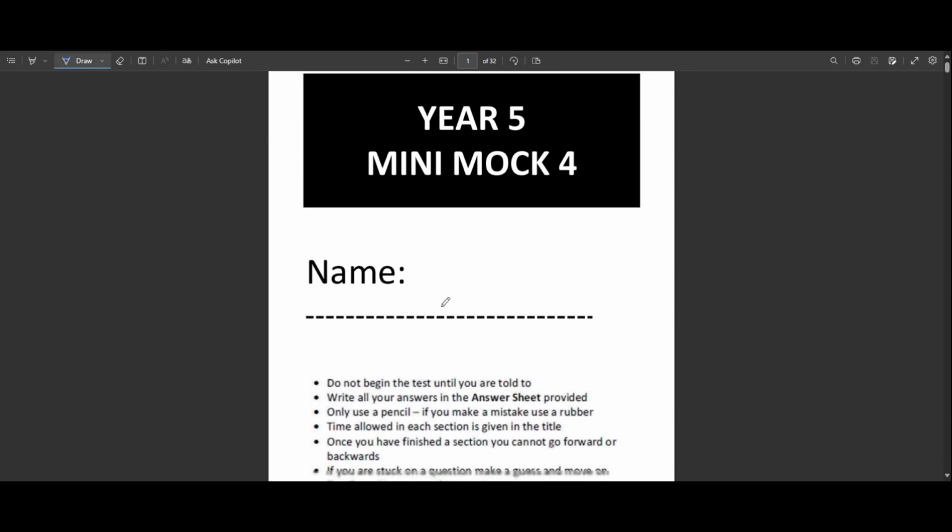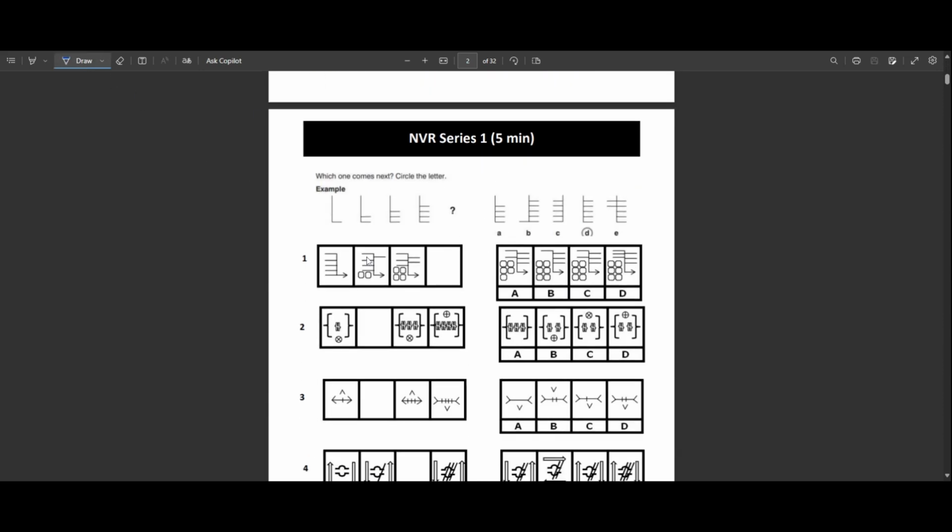Year 5 Mini Mock 4 NVR series. Let's look at question 1. What is the pattern? Each time you're adding two of these little hexagons. So the next option should have 6 of them. So we can cancel out option A.